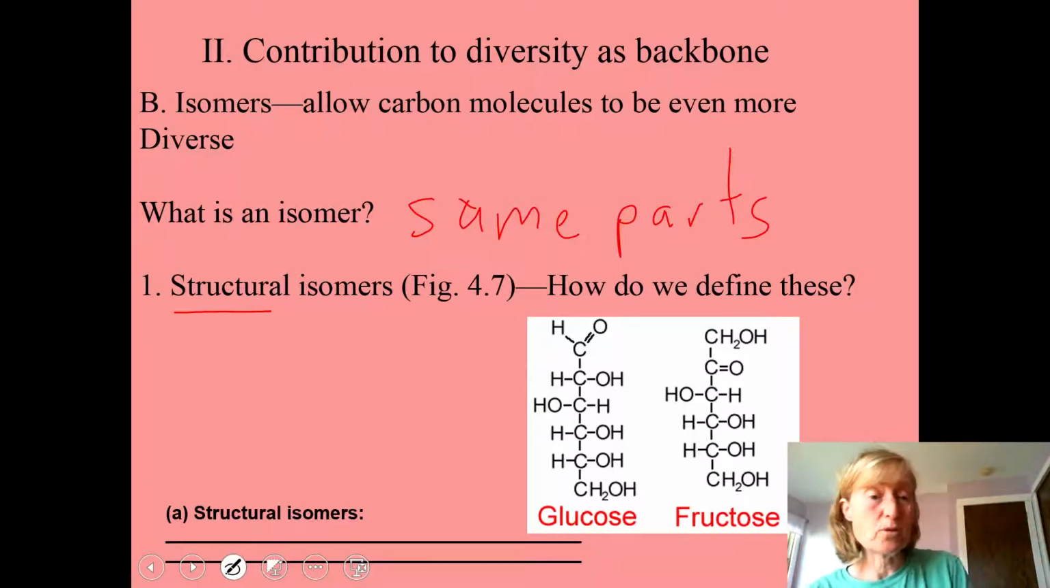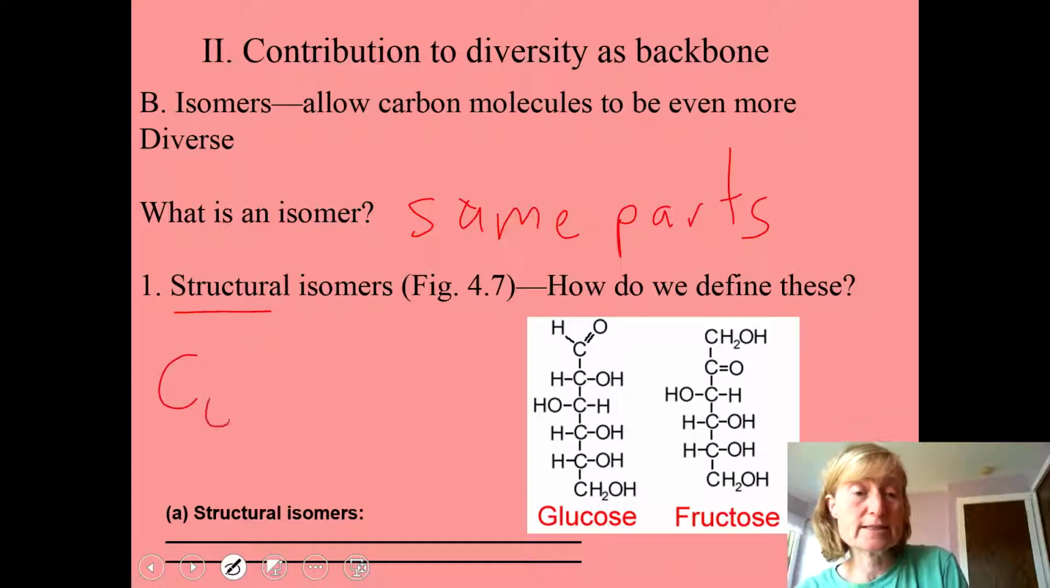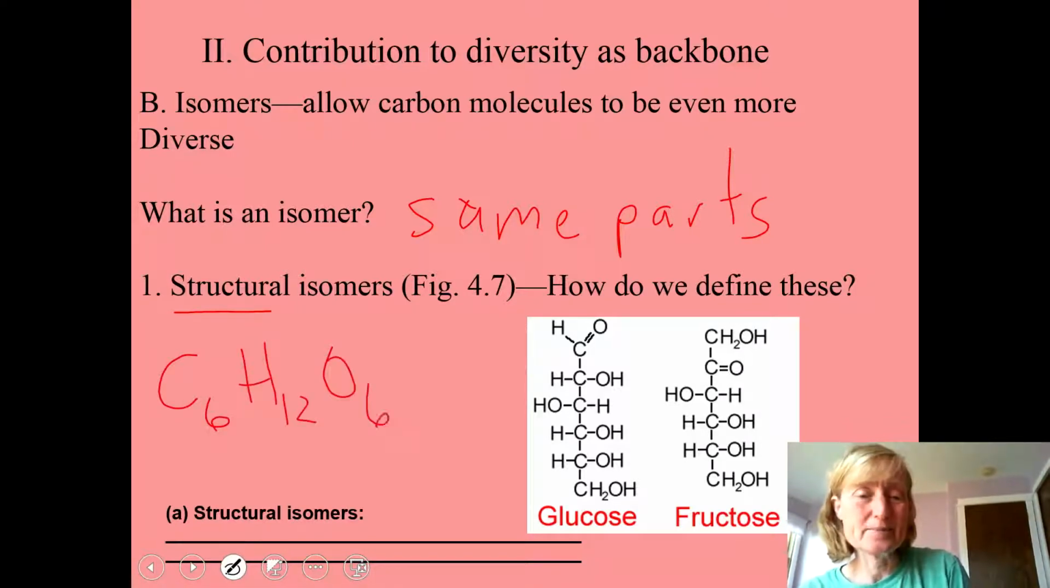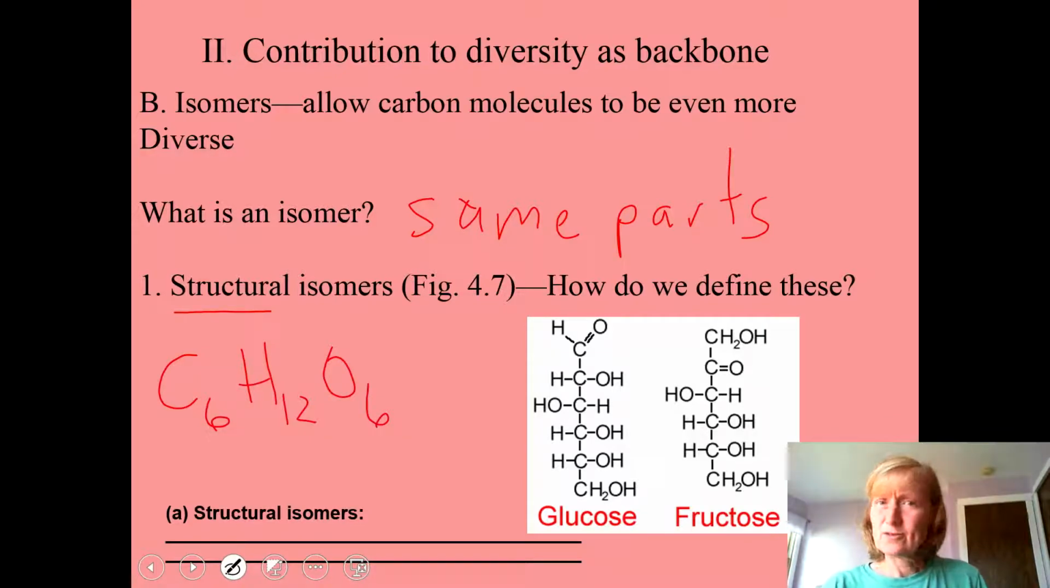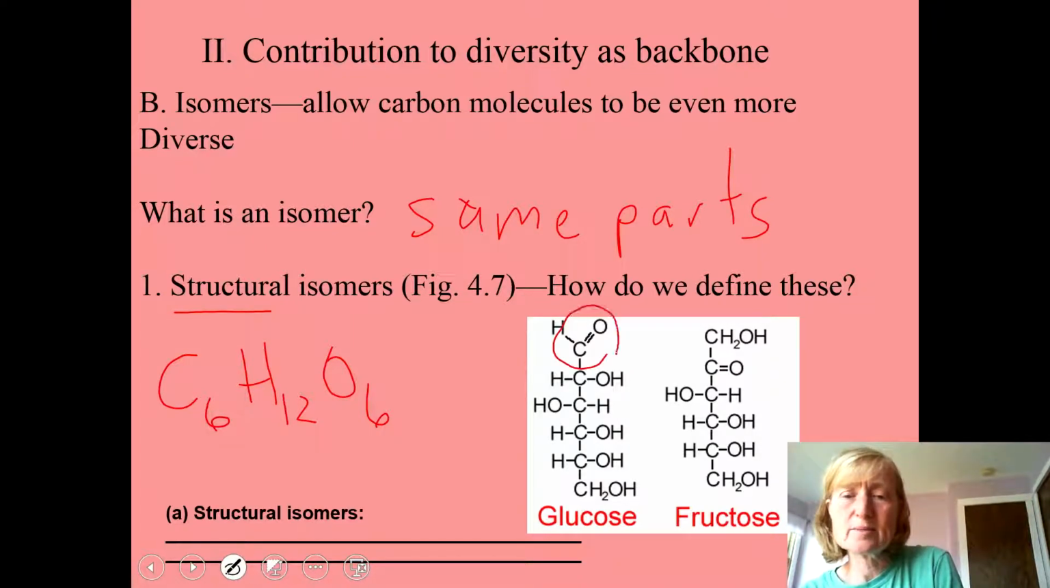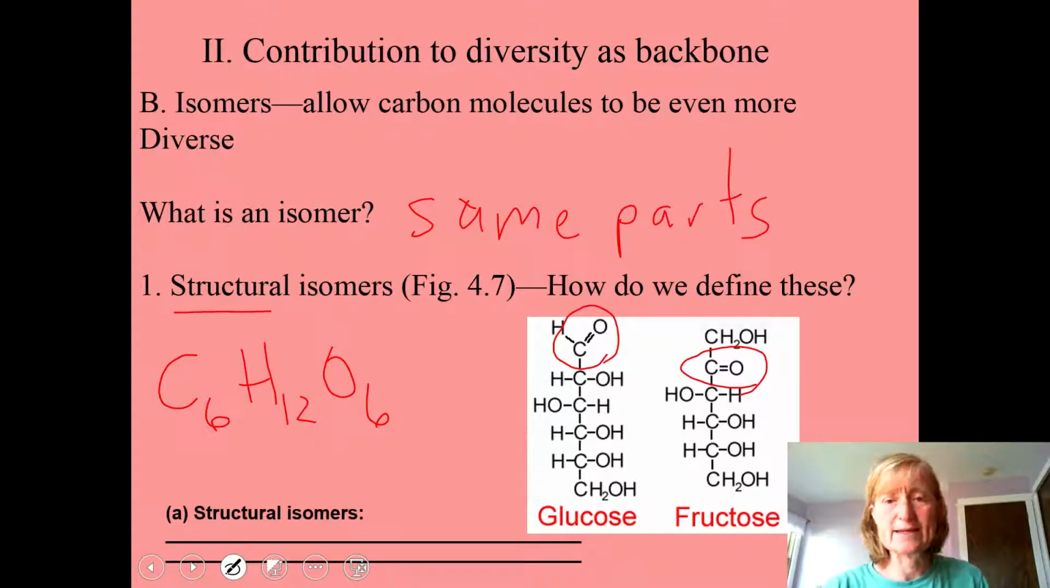Glucose and fructose both have the molecular formula C6H12O6. Okay? But they're different because they are structural isomers of each other. Notice the position of this C double bonded O. In glucose, it's on the end. That C double bonded O is called a carbonyl group. In fructose, it's more in the middle. It's not on the first carbon there. It's in the middle.